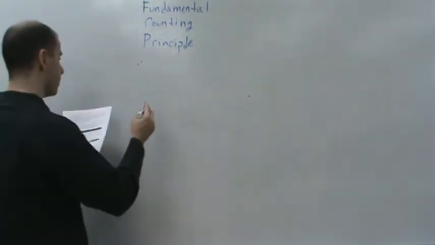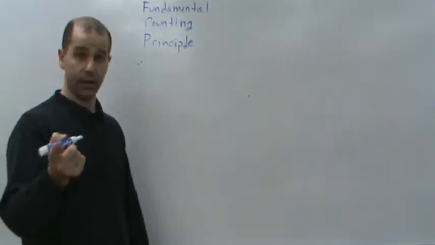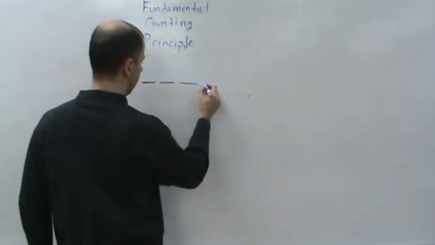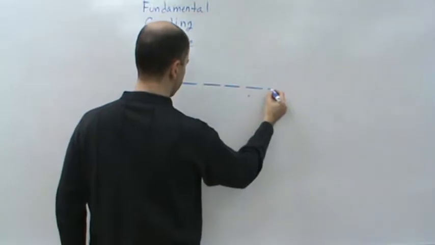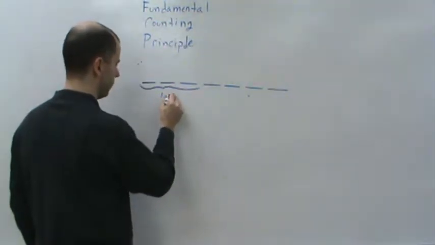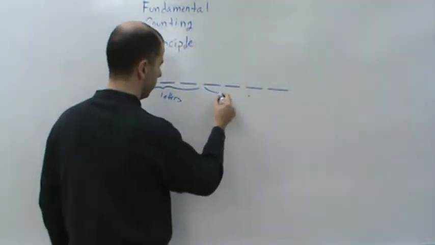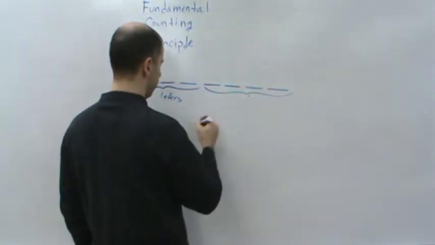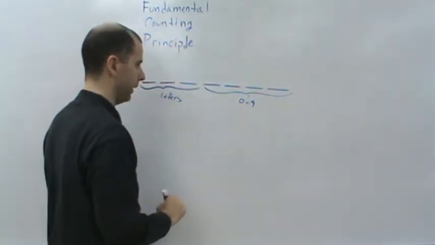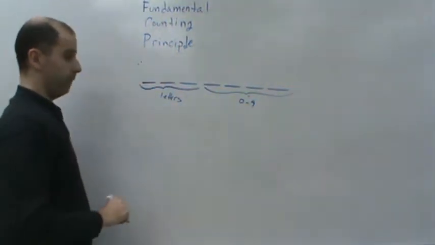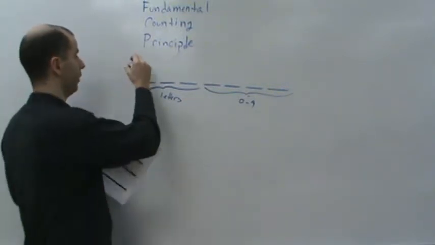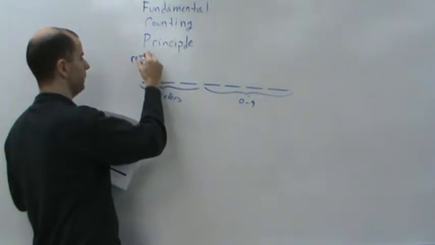Okay, so now here's the license plate. So order matters in a license plate, right? So here are the 7 characters. Okay, so we know the first 3 are going to be letters. And the next 4 are going to be 0 through 9. Okay? So now, I'm allowing for repeats.